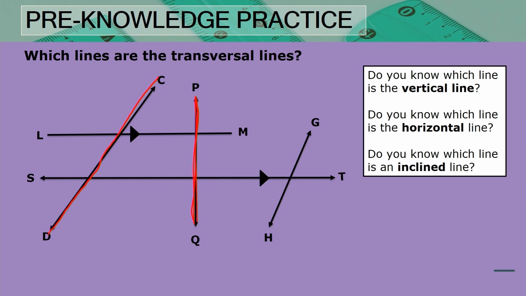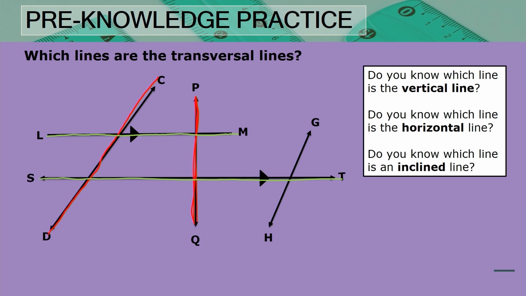What about LM and ST? Do you think they are transversal lines? Remember, a transversal line is a line that cuts two or more lines. Now let's look at LM. As we can see, it is cutting two lines, which is DC and QP. So that means that LM is also a transversal. And what about ST? As we can see, ST is cutting DC, it's also cutting QP, and it is cutting HG. So it is also cutting two or more lines. In this case, it's cutting three lines, which means that ST is also a transversal.